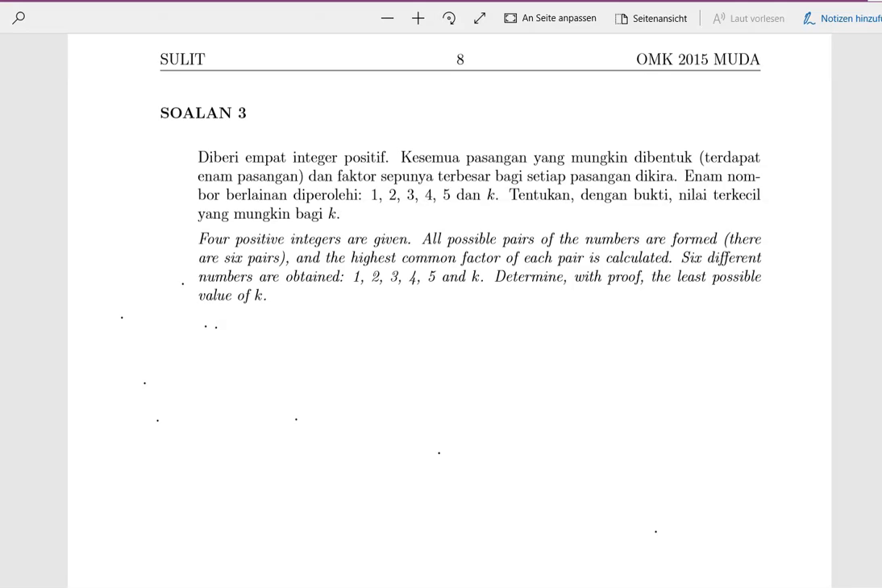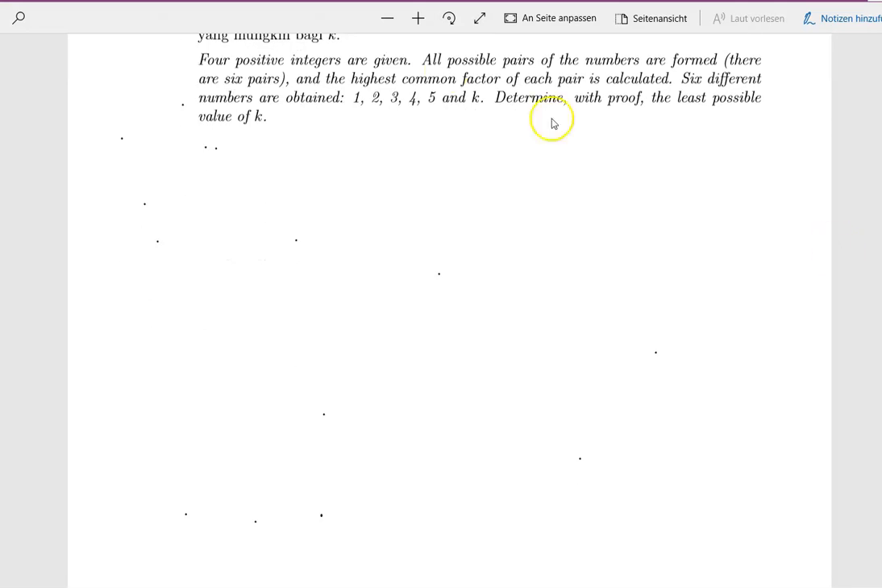I'll show the English part. Four positive integers are given, and all possible pairs of numbers are formed as 6 pairs, and the highest common factor of each pair is calculated. 6 different numbers are obtained. Notice here, different: 1, 2, 3, 4, 5, and k. Determine with proof the least possible value of k.